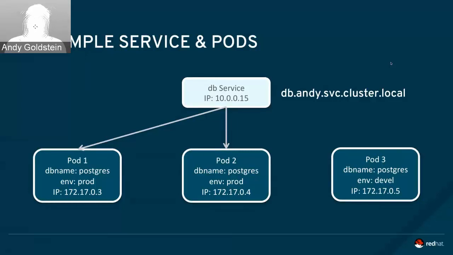And to the right of the DB service, I have listed what the DNS entry would look like by default for this particular service. It's the name of the service, DB, followed by the name of the namespace or project, which in my example is Andy, and then .svc.cluster.local.